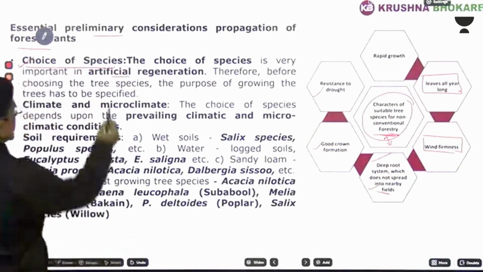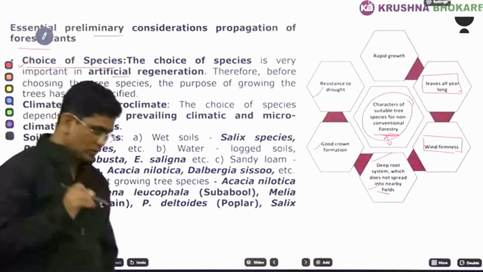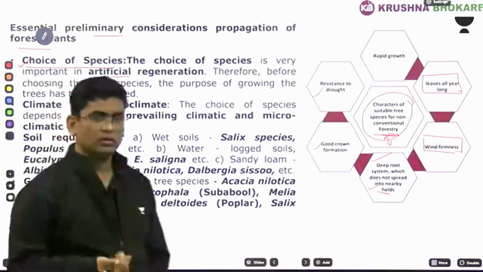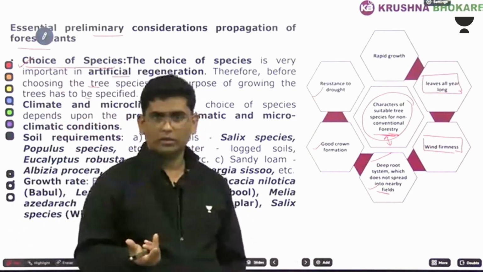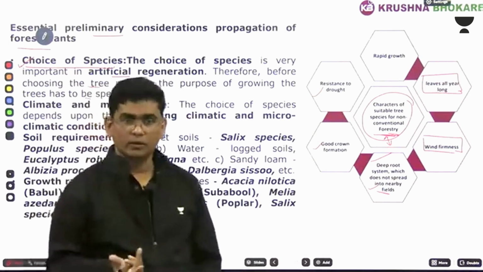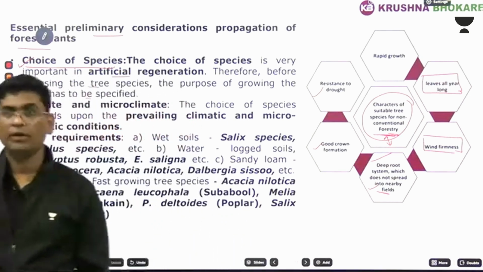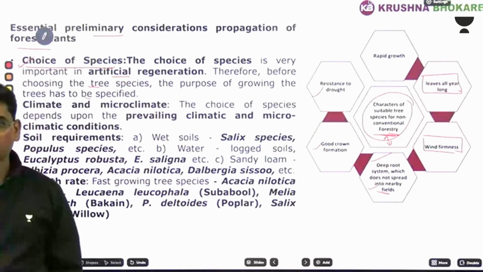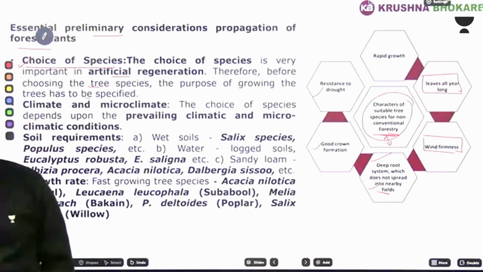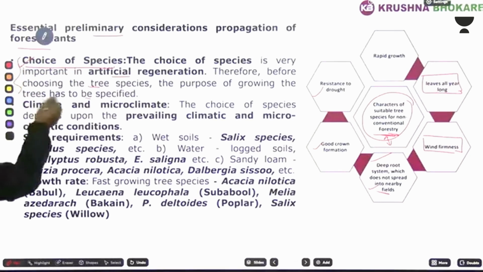Therefore, before choosing the tree species, the purpose of growing the tree has to be specified. What is your purpose? You want to plant the trees for food purpose, you want it for shelter purpose, you want it for timber purpose, fuel purpose, fencing purpose, windbreak purpose. Your purpose should be specified. Without any purpose you should not plant, so purpose should be defined.